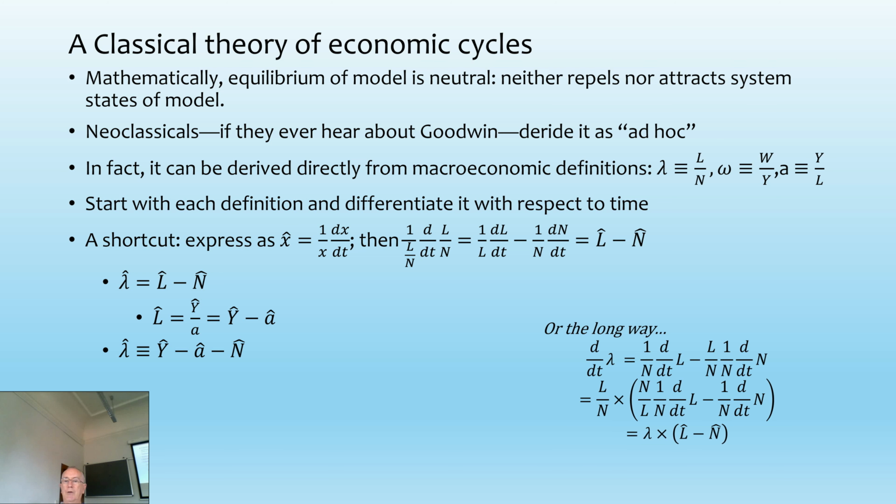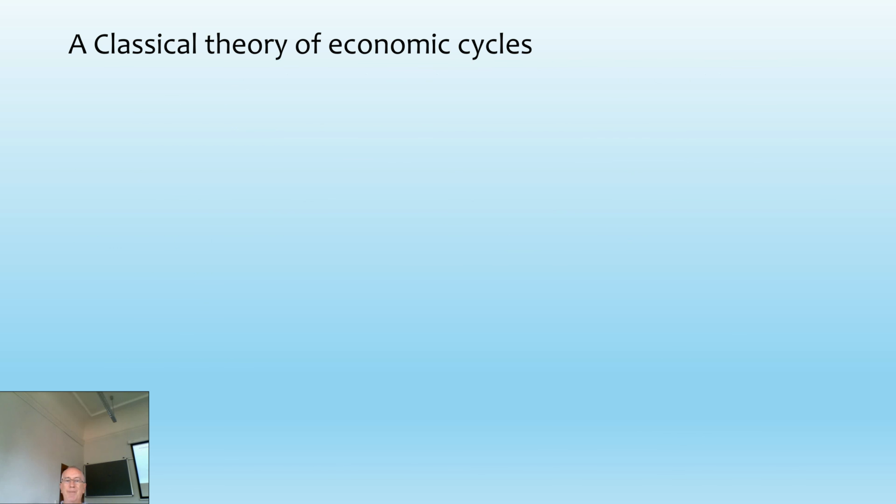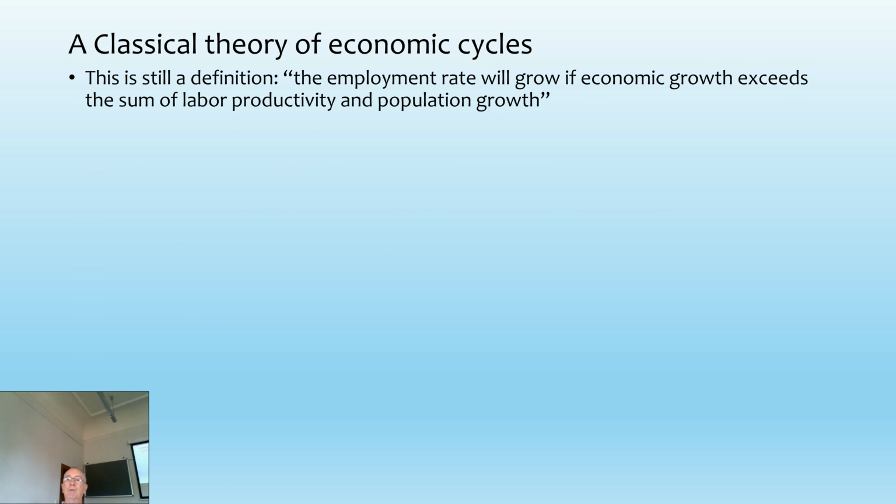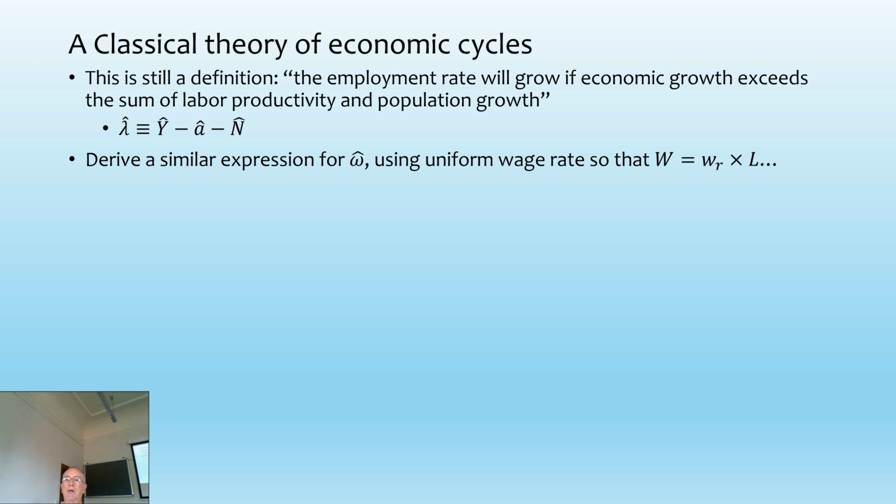Okay? Now that's the long way of doing it. I get to the same basic point. It's more laborious, but basically that's a shortcut you can use and reliably know it's going to be right 100% of the time. That's still the definition of what it says: the employment rate will grow if economic growth exceeds the sum of labour productivity and population growth. So that is still a strictly true statement. Okay, there it is. Now, for the wage share is total wages divided by output, where total wages, we're making a bit of an assumption here.